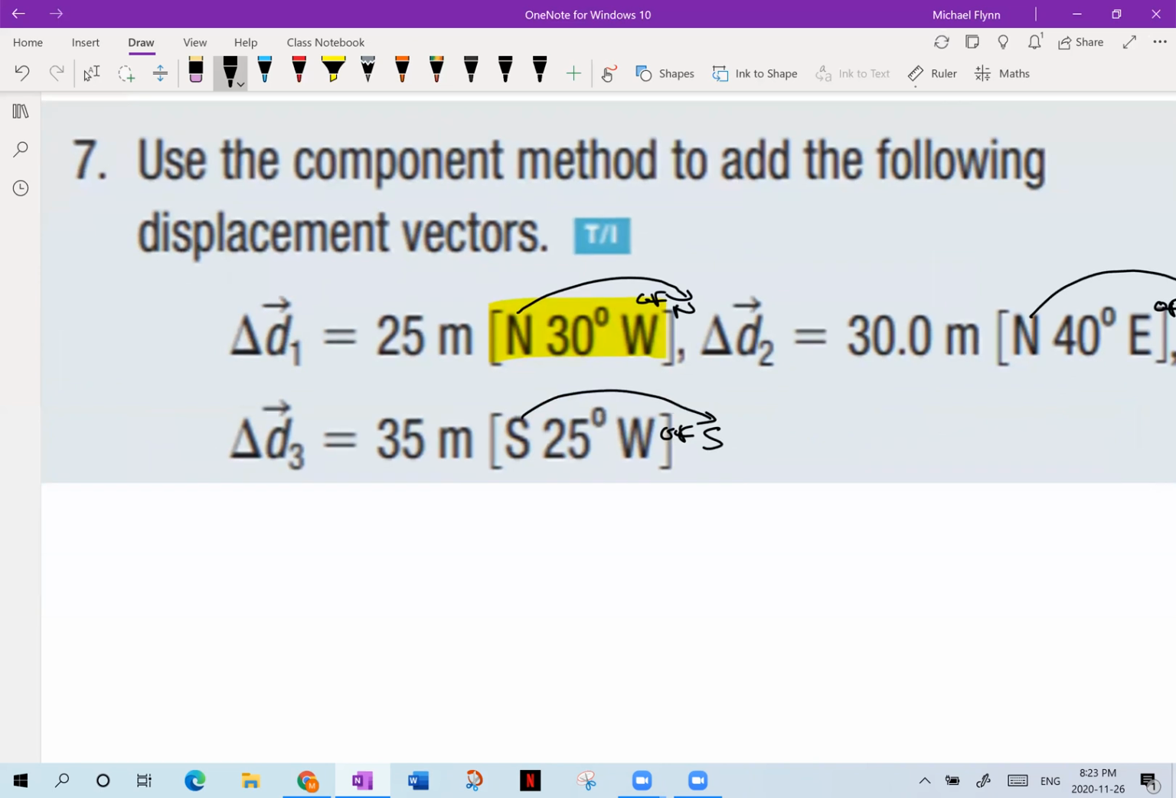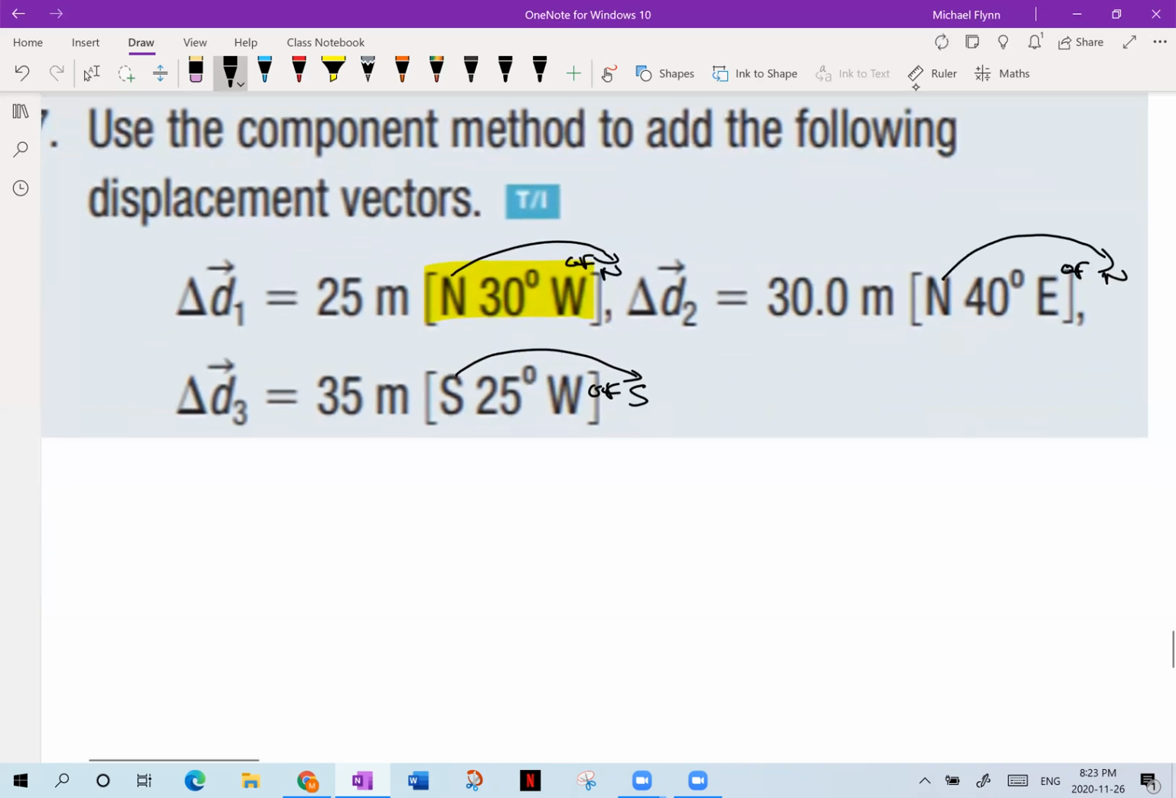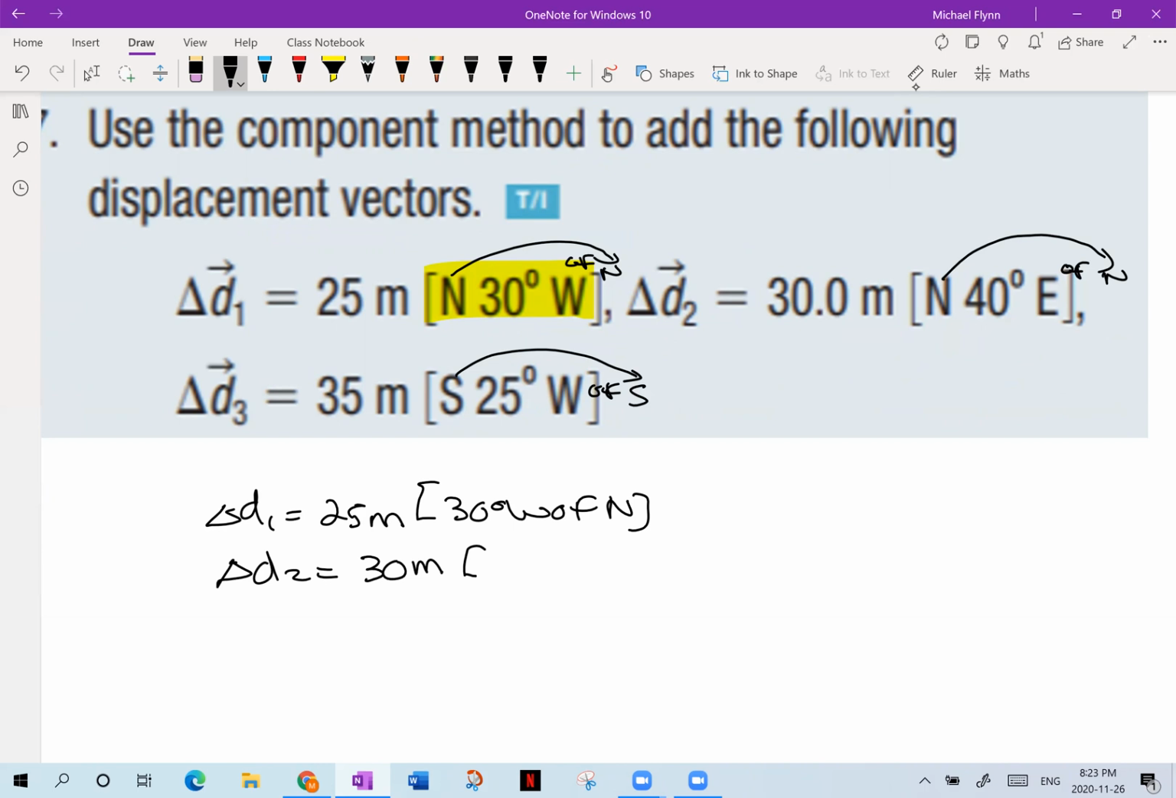So in other words, I'm going to write these vectors down here. Let me make it a little simpler maybe. Delta D1 is 25 meters, and it's 30 degrees west of north. Delta D2 equals 30 meters, and it is 40 degrees east of north. And delta D3 equals 35 meters, and it's 25 degrees west of south. All right.